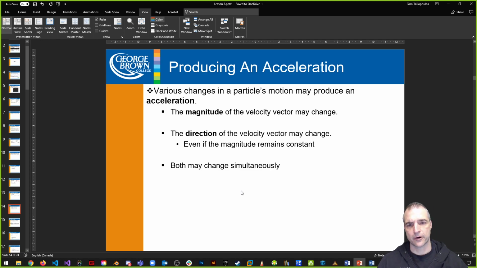Changes in a particle's motion may produce an acceleration. The magnitude of the velocity vector may change, and the direction of the velocity vector may change. So that's the 2 different things that we're dealing with this time around, as opposed to everything in one direction, like we did in the last lecture.